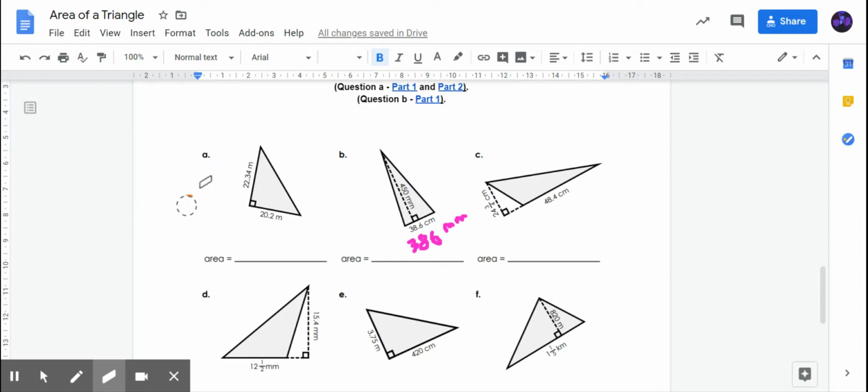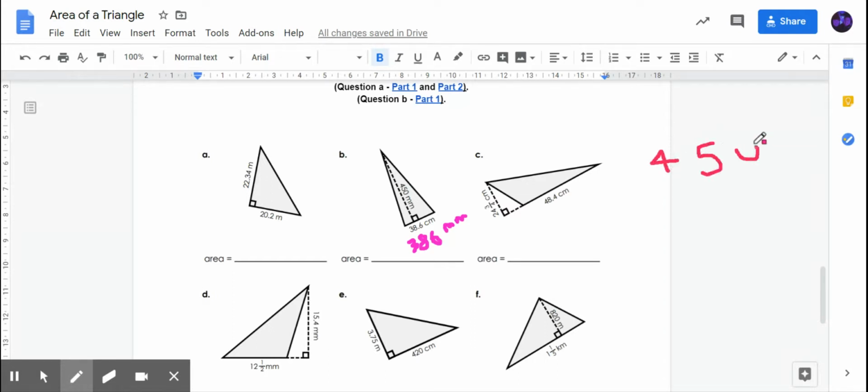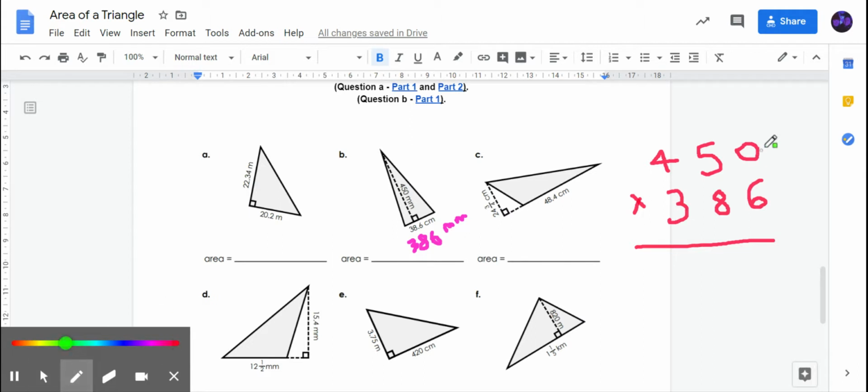Now I can start the first step of finding the area of the triangle, which is multiplying the base by the height. So once again, I'm going to write this out. It's always easier in math to solve something if you write it out and if you write it out clearly. So I'm going to write it out as clearly as I can. 450 multiplied by 386. And I'm trying to take care to make sure that my numbers are lined up in their place values once again. Now I'm multiplying by millimeters. I'm just going to write a little reminder for myself so at the end I don't forget.